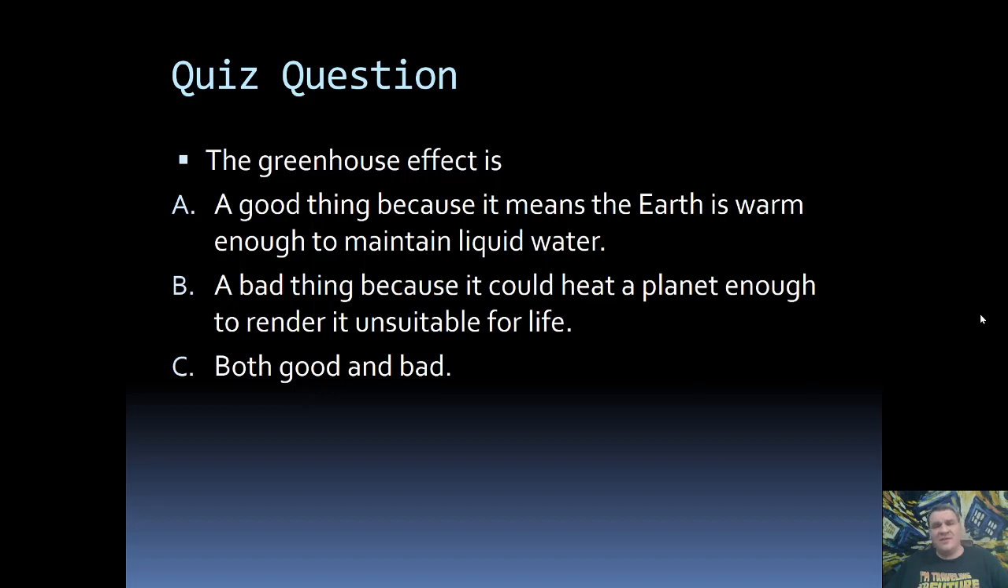It's good in that it's kept the Earth warm enough to maintain liquid water and therefore life, but depending on how things keep going, it could get really bad.